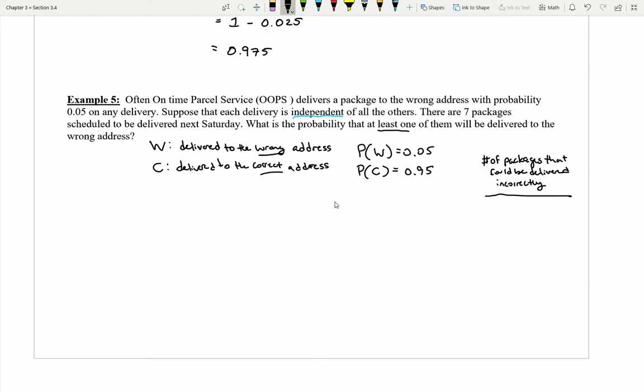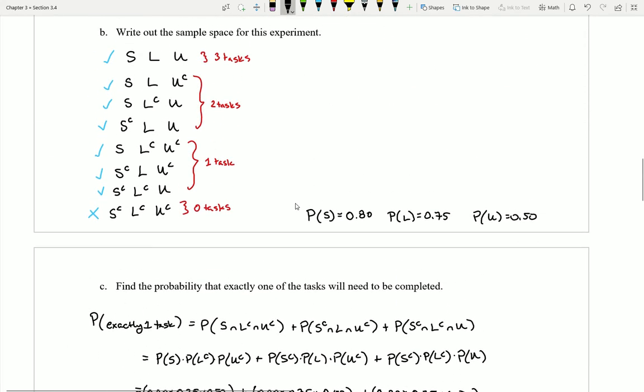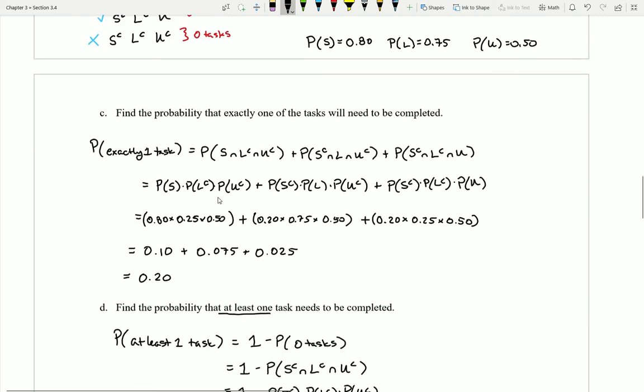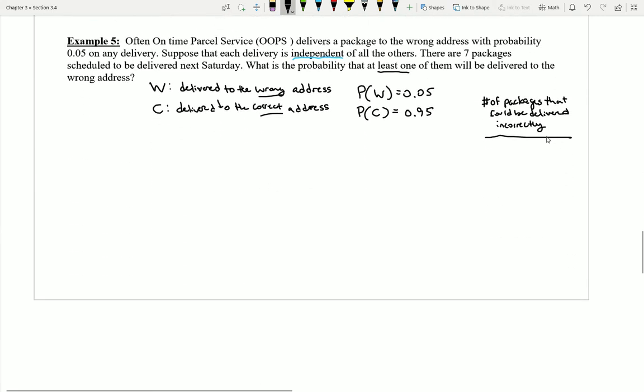You'll note that in the last video, when we wrote out our sample space, we actually wrote out all the different possibilities, and then on the side we kind of summarized how many tasks that was. Here we could do the same thing. We could try to specify which packages are going to end up being the ones that get delivered incorrectly, but that's actually going to be a lot of work and really tedious. Instead, I'm going to think here just about how many packages, what would be the number of packages that could end up going to the wrong address.